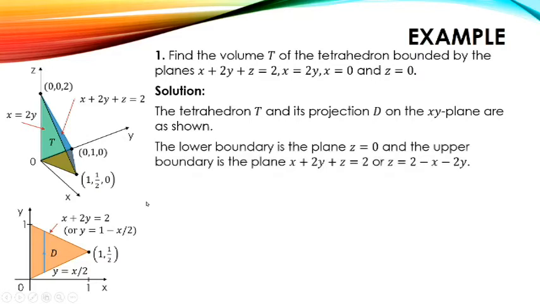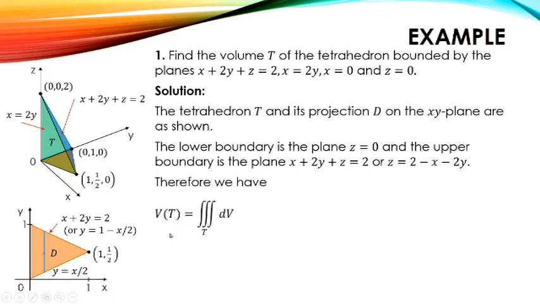So the lower boundary would be the plane z is equal to 0, and the upper boundary would be the plane x plus 2y plus z is equal to 2, or let us solve for z as a function of x, y. So we have z is equal to 2 minus x minus 2y. So its projection onto the xy plane would be this one.